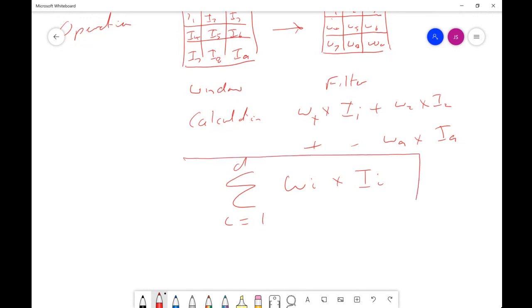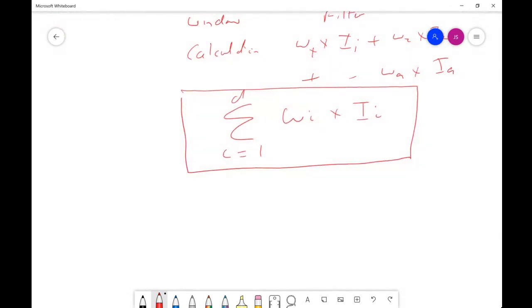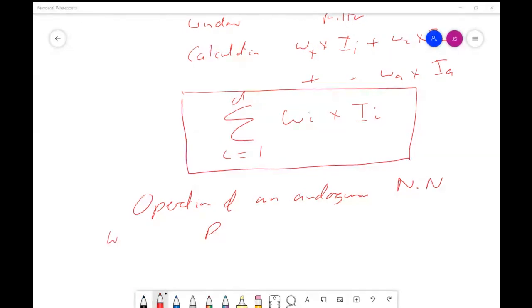Recognize that operation? That is the operation of a neural network. The analog. The McCulloch-Pitts model. Oh, I've lost my whiteboard.